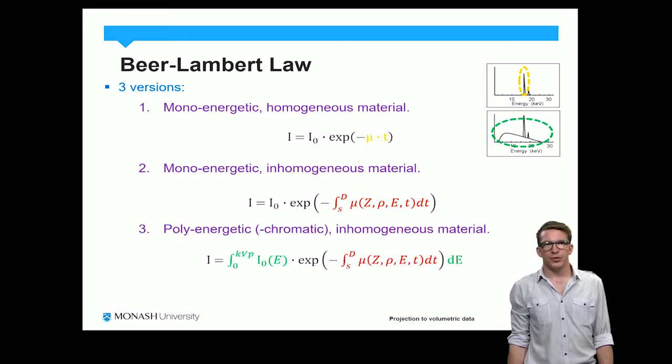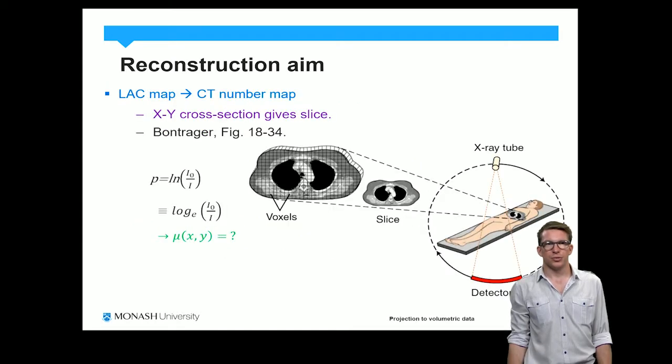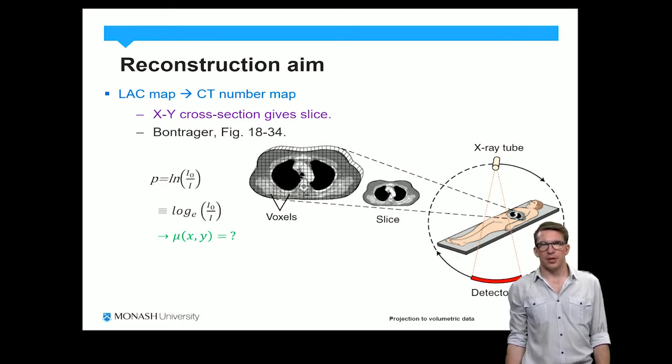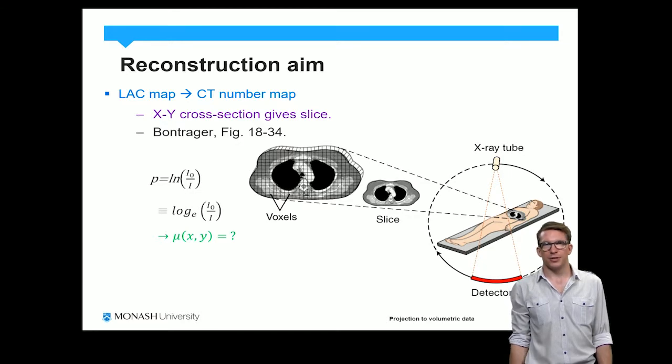And as we go to a polyenergetic source in an inhomogeneous material, we add this second integration, which is an integration over the energy distribution of the incident X-ray source. So we know the aim of the exercise in the reconstruction process is to get a map of mu, which is the linear attenuation coefficient. We then apply the Beer-Lambert law to that and convert it to a property with Hounsfield units that's scaled relative to water.